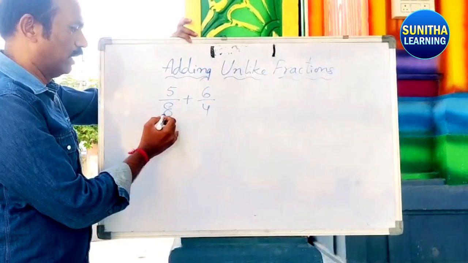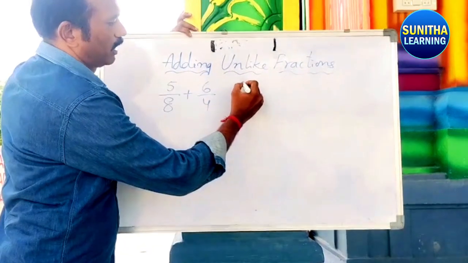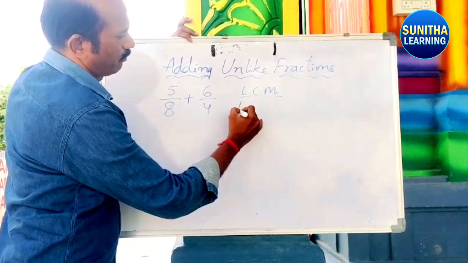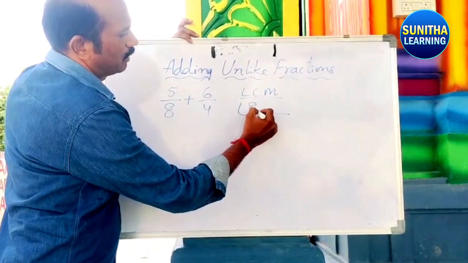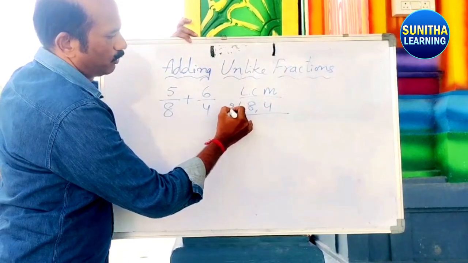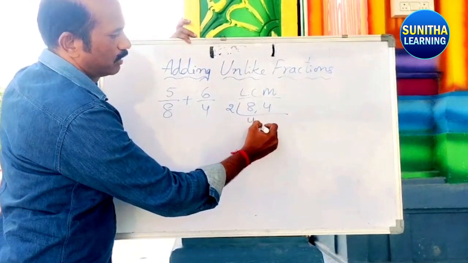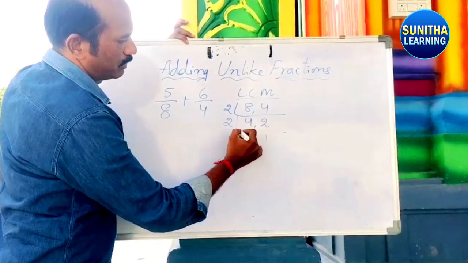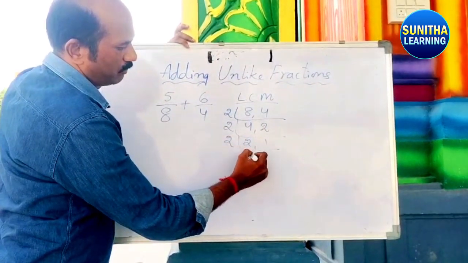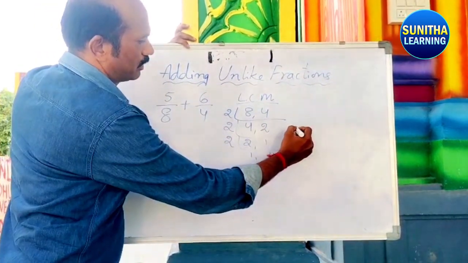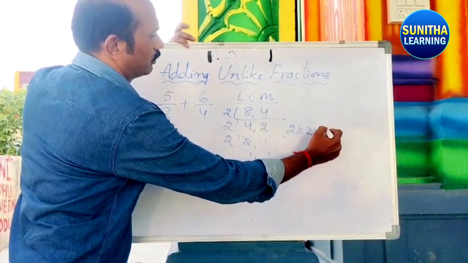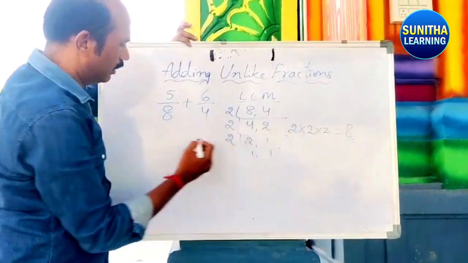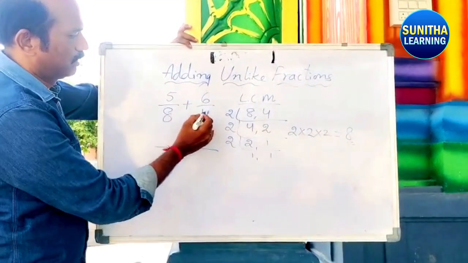First we have to take the LCM of the denominators 8 and 4. Here I am taking the table: 8, 2 4s and 2 2s. Again 2 2s, 2 1s. Again 2 1s, 2 1s. This is 2 2s 4, 4 2s 8, it will become 8. 8 is the LCM of these two denominators.